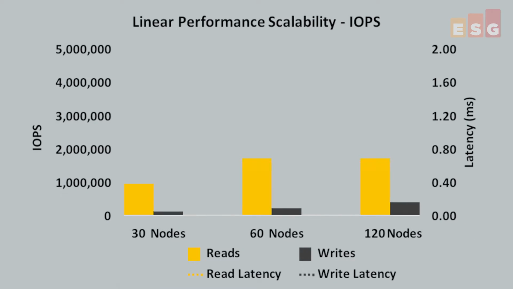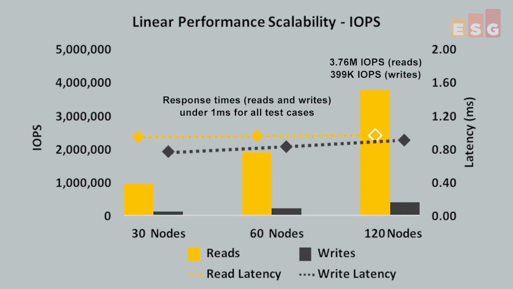When evaluating IOPS, 4 KB writes and reads yielded peak performance at the 120 node count, reaching 3.76 million IOPS for reads and 399,000 IOPS for writes, while response times for both reads and writes remained under 1 millisecond for all test cases. We also analyzed throughput capabilities in the same cluster for 1 megabyte reads and writes.